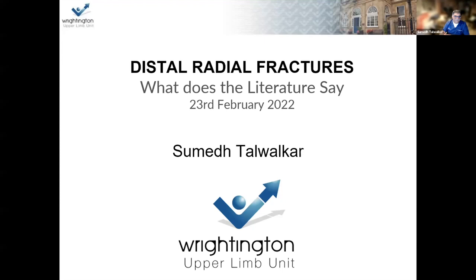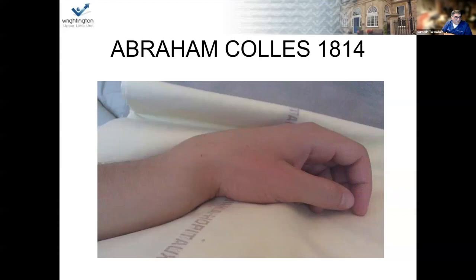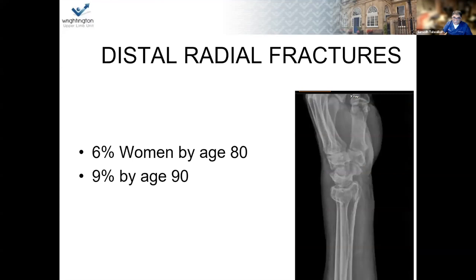We've known about this injury for close to 200 years, with Abraham Colles' first description. So what do we really know about distal radial fractures? We do know that 1 in 10 women by the age of 90 will have sustained a fracture of the distal radius. And as the population continues to age, these figures are likely to increase further.